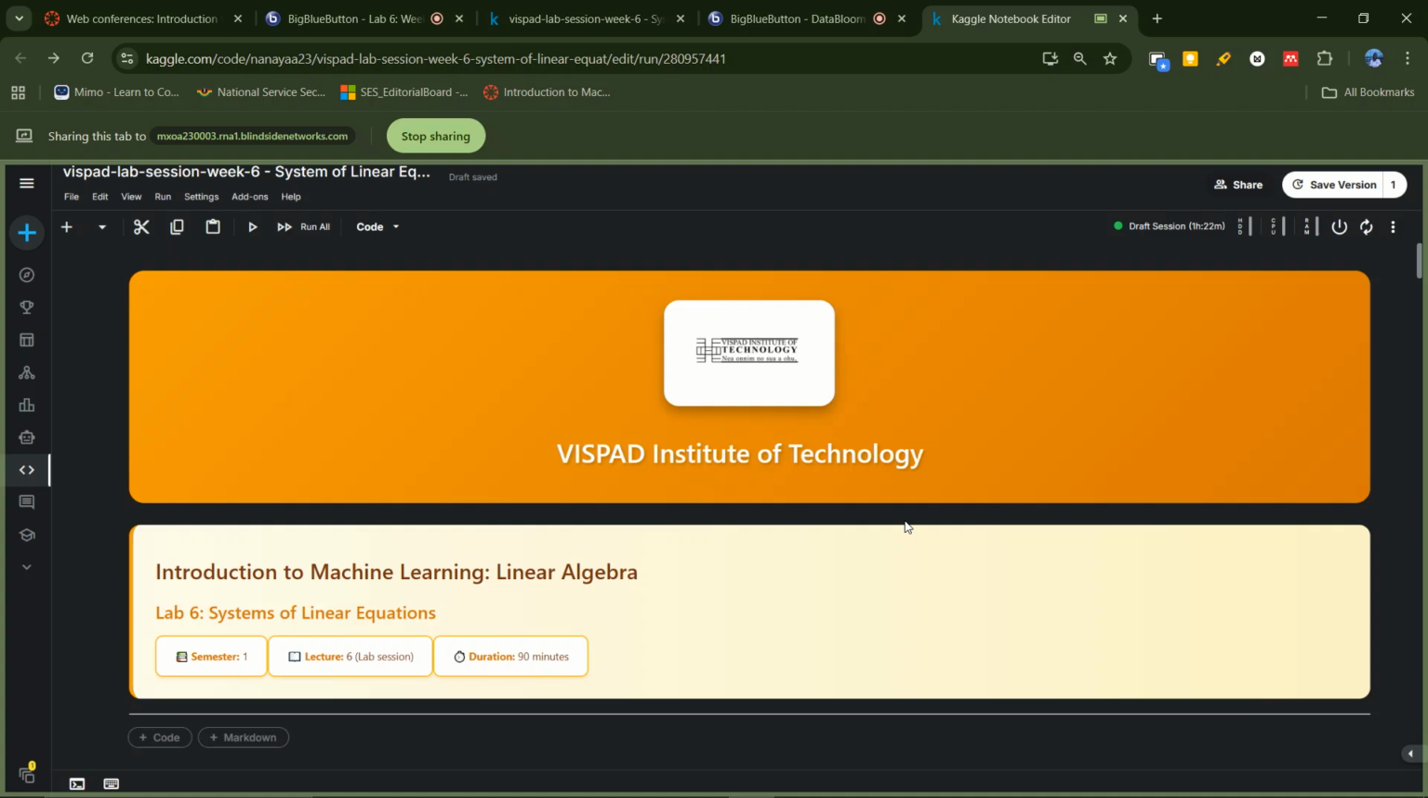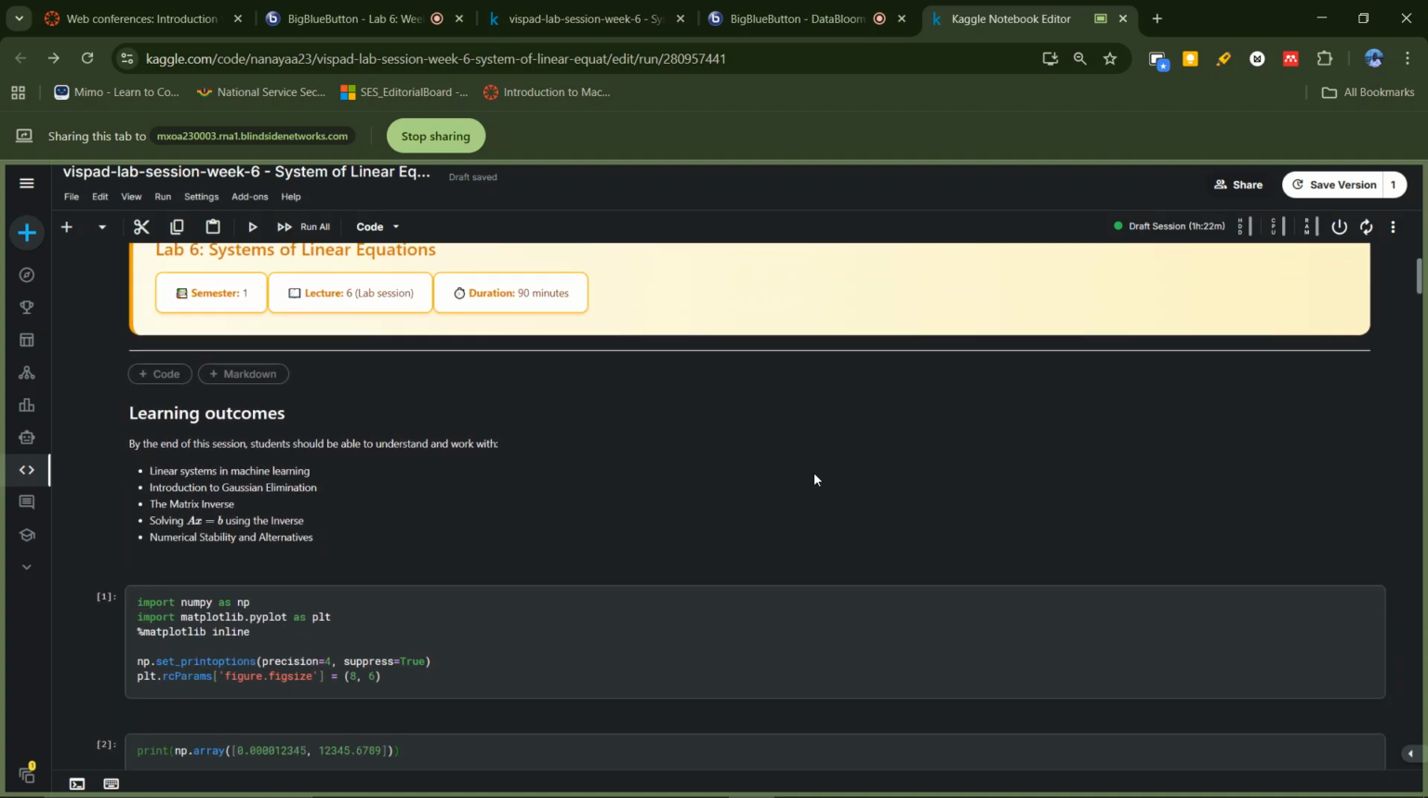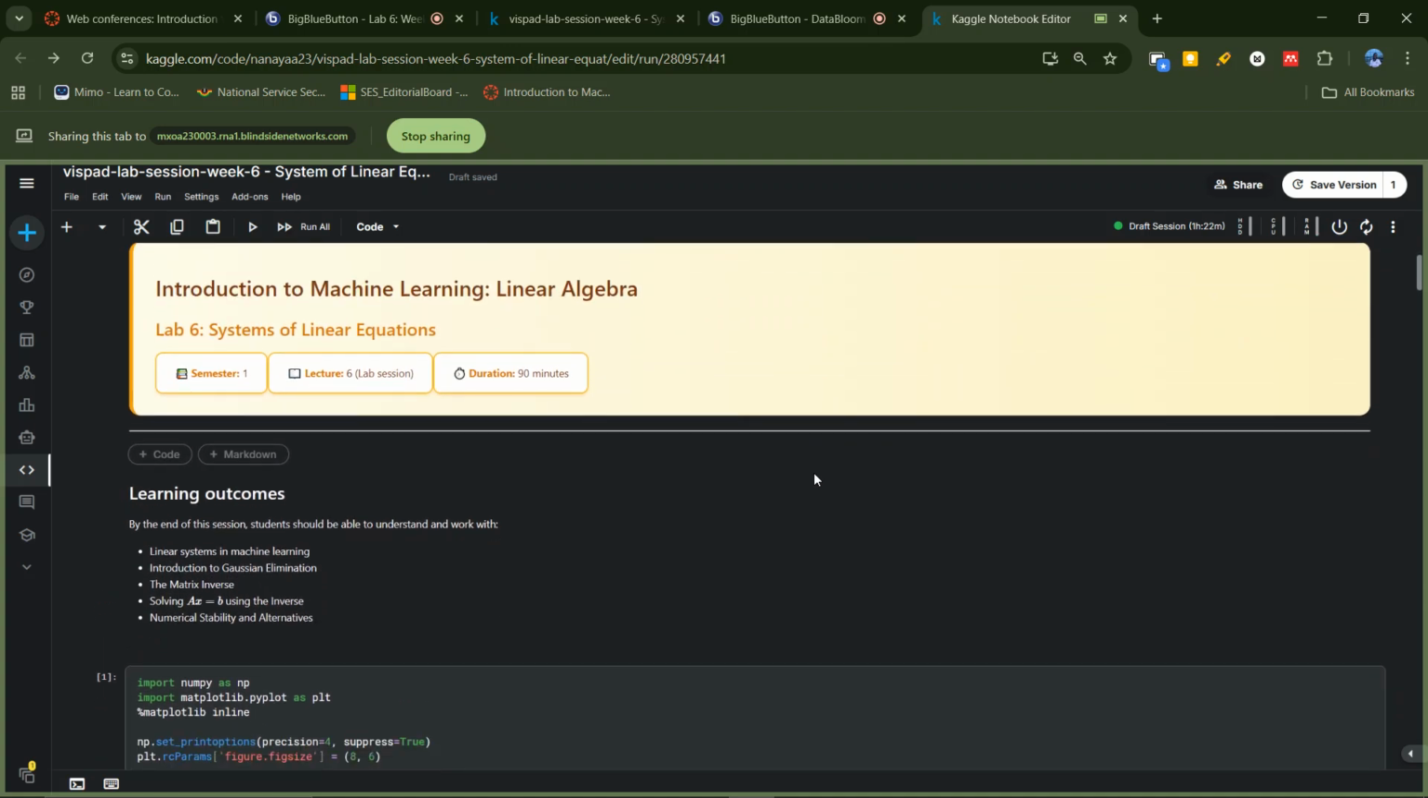Today we'll be looking at systems of linear equations. Of course, the institute is Vispa Institute of Technology. Introduction to Machine Learning, specifically linear algebra. Then today, which is lab 6, we'll be looking at systems of linear equations. Then these are the learning outcomes.